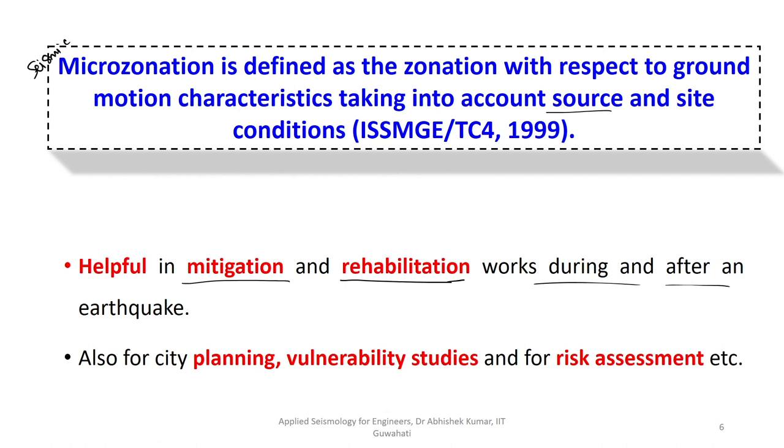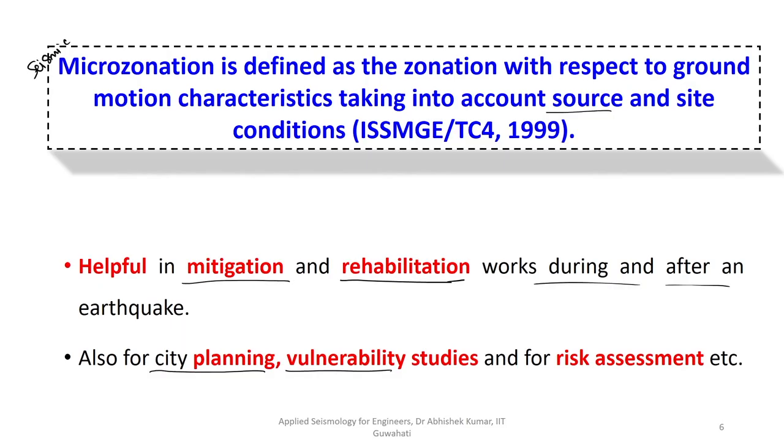Of course, if we are designing a particular region, microzonation maps play a very important role in city planning, in vulnerability studies, and even in risk assessment, primarily because microzonation gives a bigger picture of how the site overall is going to behave during a particular earthquake. It can be because of bedrock motion, amplification, landslide, local soil, overburden, or the predominant frequency of the site itself. All these features directly contribute to the scenario which can be created at a particular site during an earthquake.